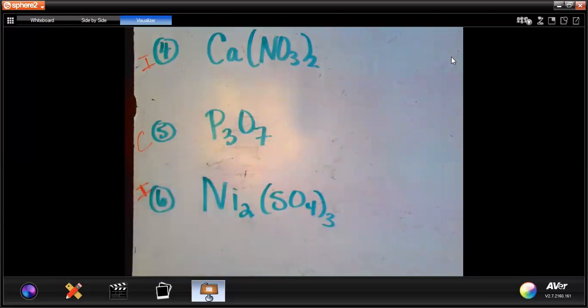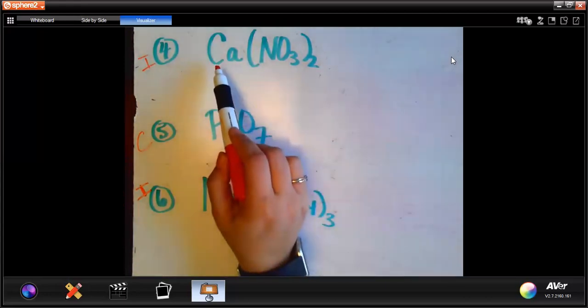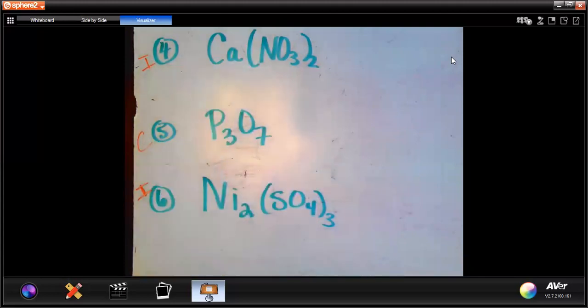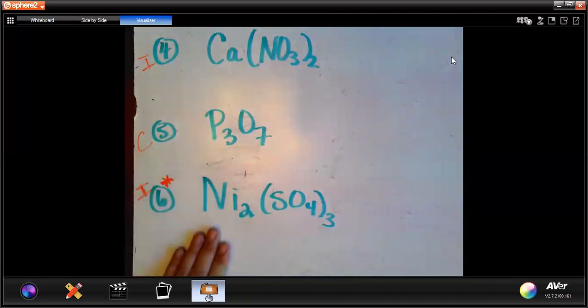Now, with ionic, we also have to determine, do we need to use a Roman numeral? So calcium, we find that it is in group 2, so that means it needs no Roman numeral because it will always be a +2. We look and we find nickel. Nickel is not in group 1A, 2A, or 3A, and it's not zinc or silver. So we're going to need a Roman numeral. So I'm going to put a little star next to that to remind me to do that. All right, so now let's name them.